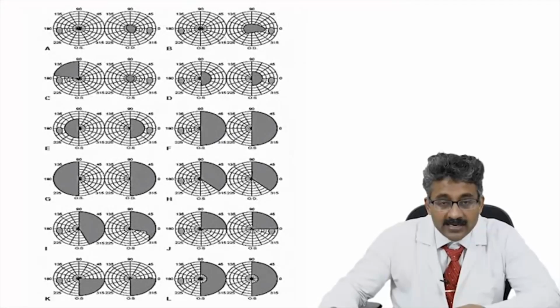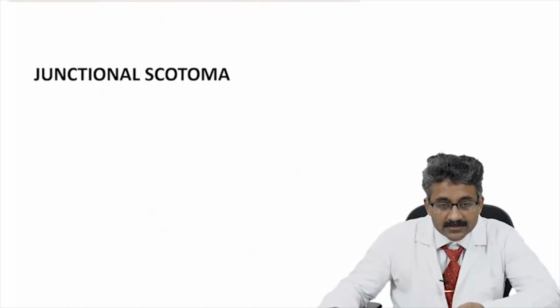This is the physiological blind spot, what you see laterally. So this is diagram B. Next, the third, interesting one, is a junctional scotoma. See, in one eye there is a central scotoma, in the other eye there is a superior quadrantanopia. Here there is a central scotoma and quadrantanopia in the left eye. Here, junctional scotoma.